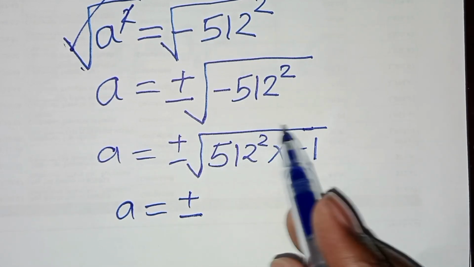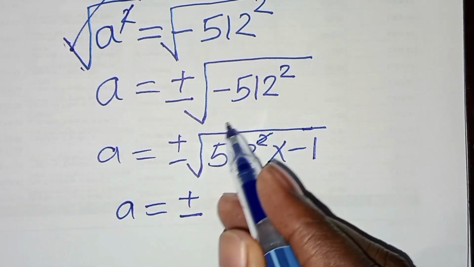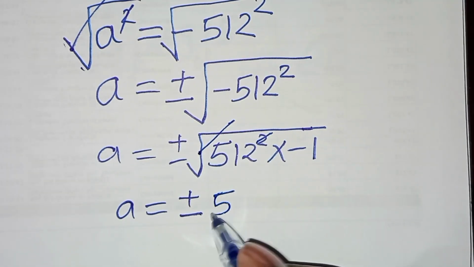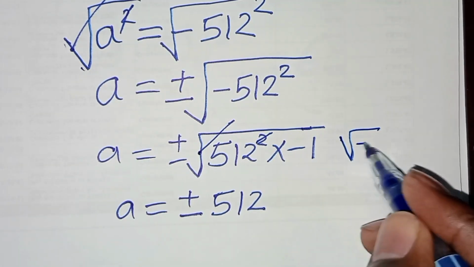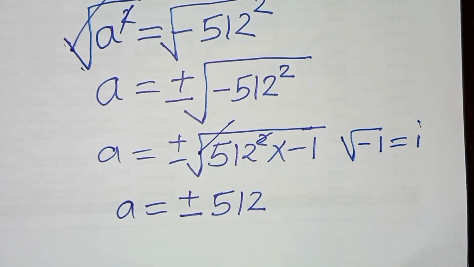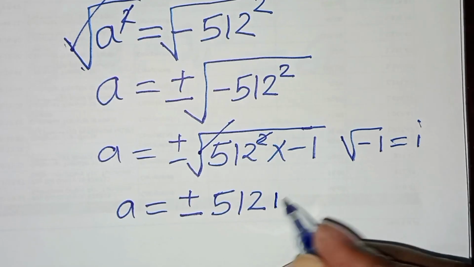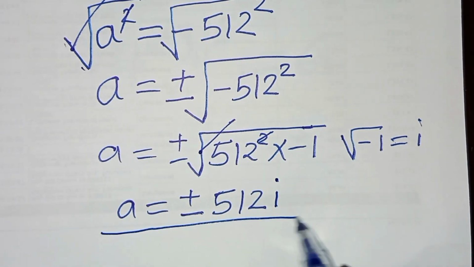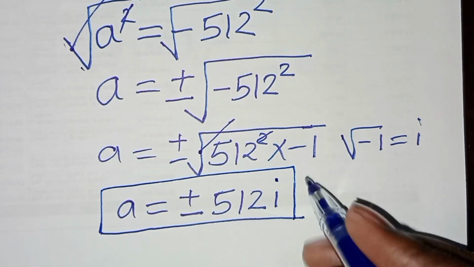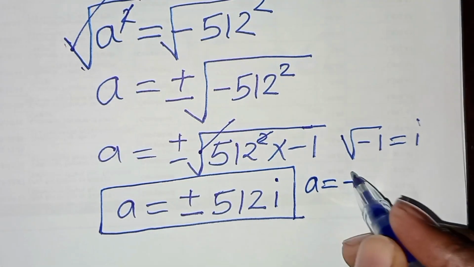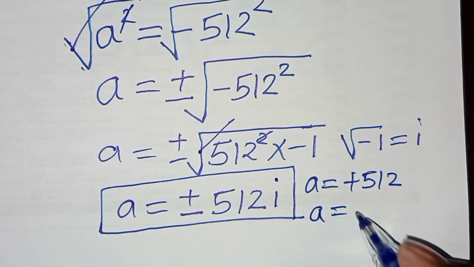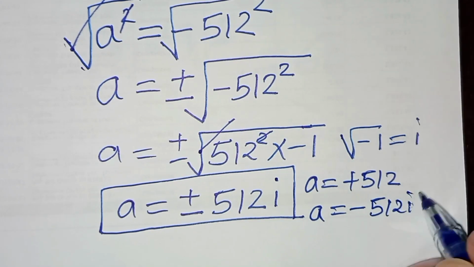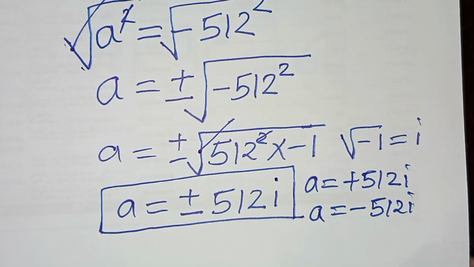Now, this is the square root of 512 squared, so the square and the square root sign simplify. So here we have 512, and then the square root of negative 1, which is the same thing as i. So here we have plus or minus 512i. So this is the value of a. We have a equal to positive 512i, and a is also equal to negative 512i. So this is the solution to this algebra problem.